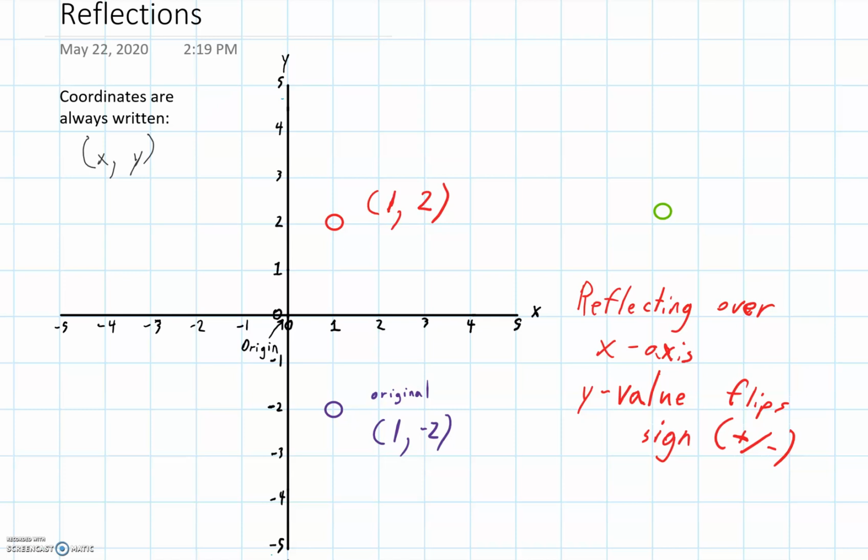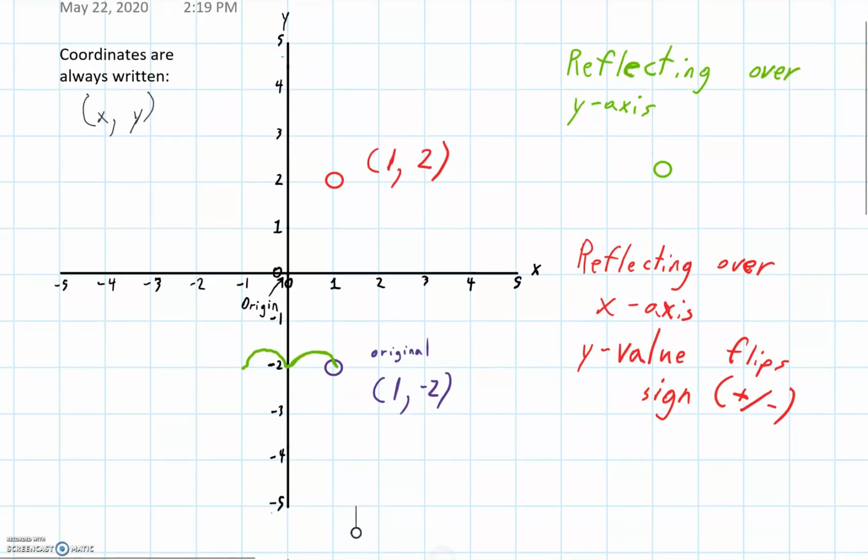Okay, so how about we try the other thing here, which would be to reflect the original though. So reflecting over the y-axis. Okay, so if we're reflecting over the y-axis, what happens? Well, you're going to notice here that currently we are 1 away from the y-axis. So we're going to go 1 away from the y-axis, but on the other side. So we want to go right over here.